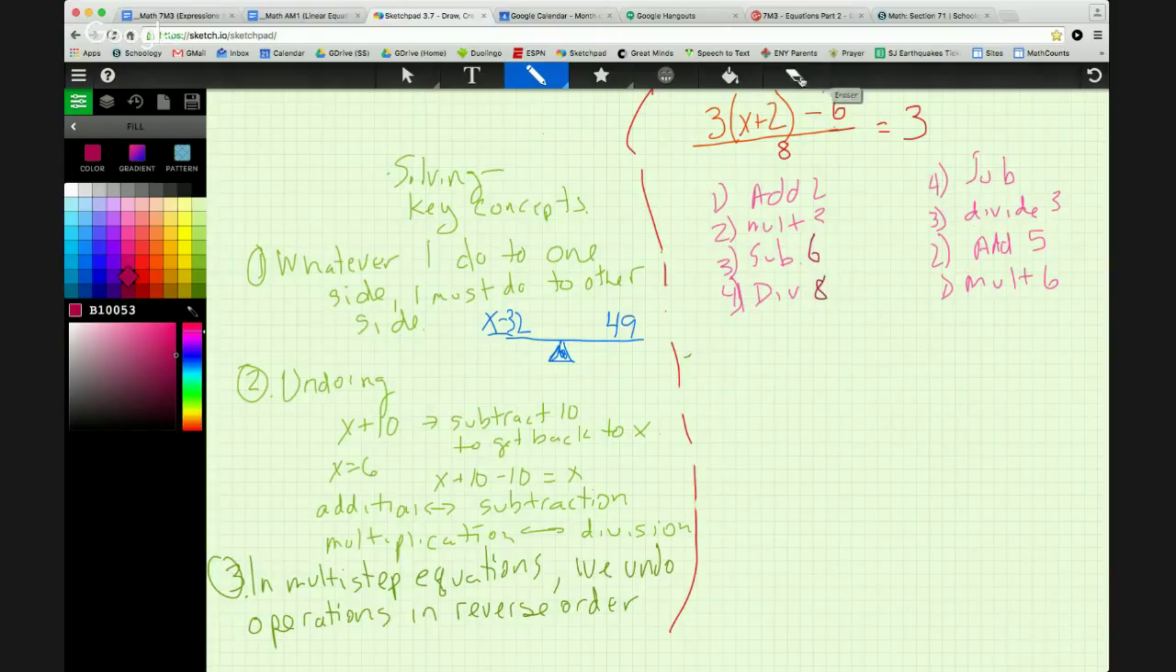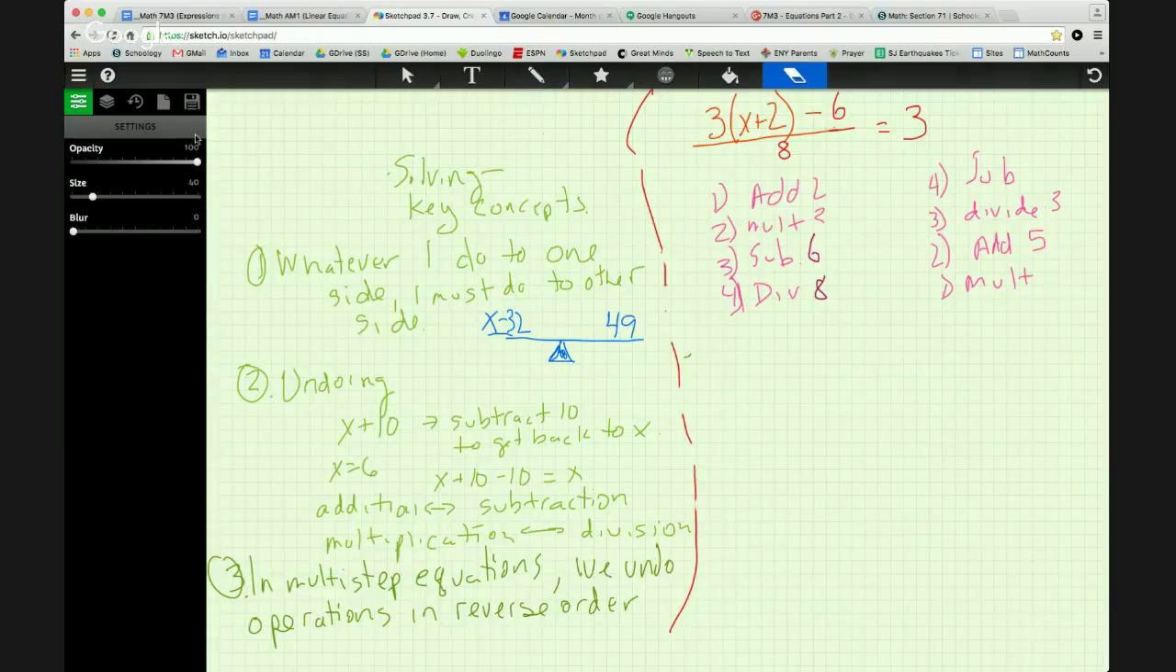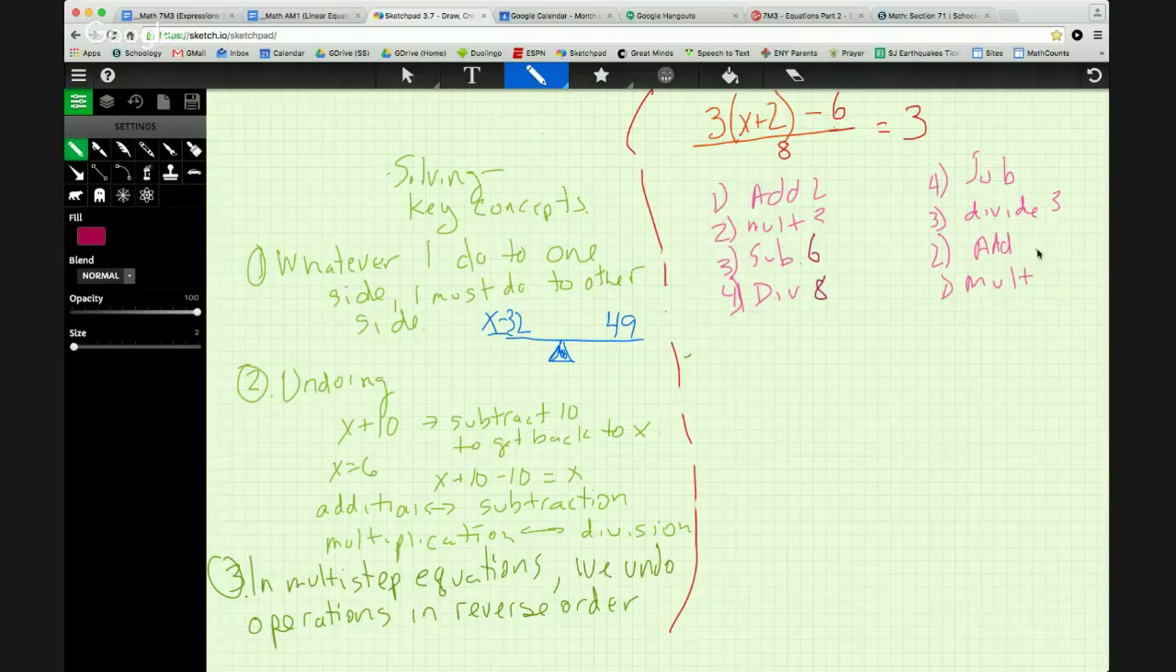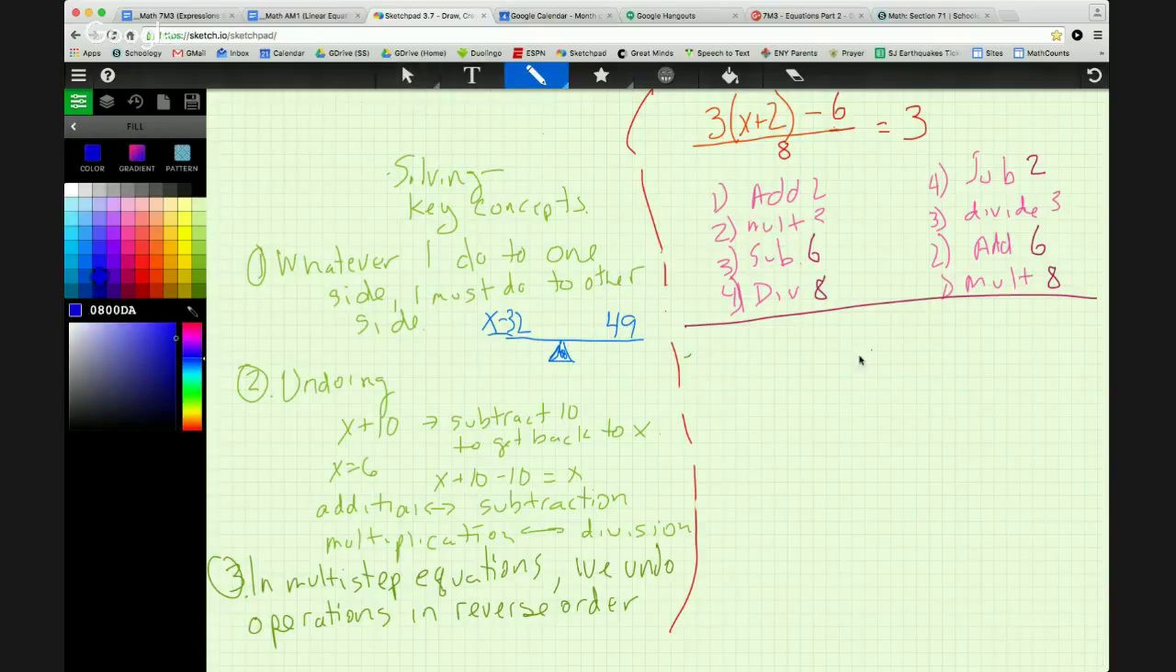So the way that we undo that is we add 6 and then multiply by 8. And subtract 2. Okay, so that should work. So let's copy this again, and let's just get going forward. So we're going to say 3 times (x + 2) minus 6, over 8, equals 3.